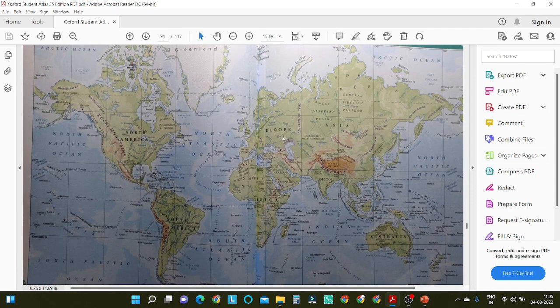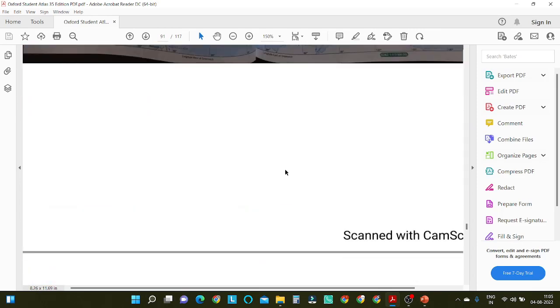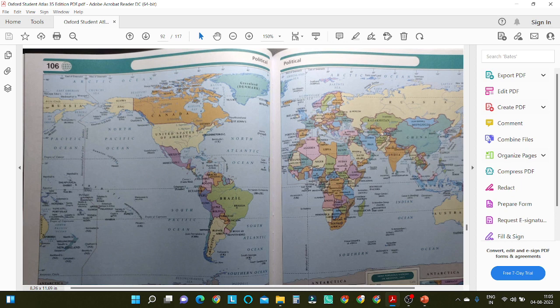Like I said, we should revise other concepts related to a particular exercise when we are dealing with it. And Uzbekistan is present here. This is the location of Uzbekistan. Uzbekistan is a landlocked country. The only water body present near Uzbekistan is the Aral Sea.